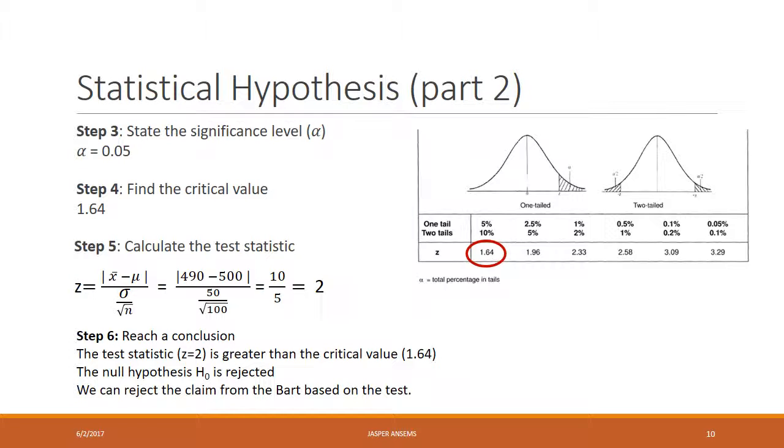Step 6, reach a conclusion. The test statistic, Z, in absolute value is greater than the critical value, 1.64. The null hypothesis is rejected. You can reject the claim from Bart based on the test.